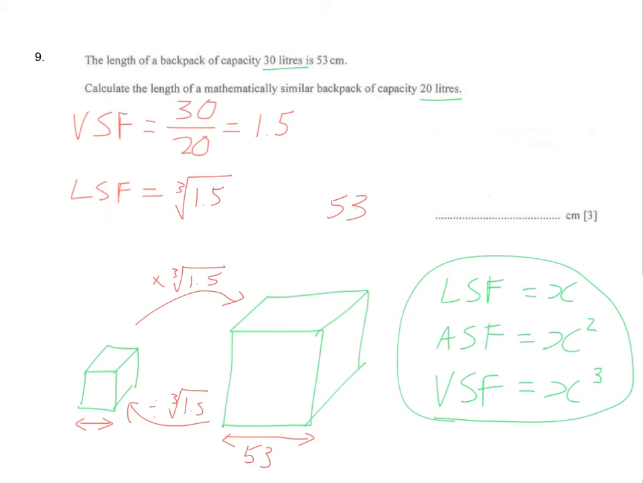I've run out of space here, so I don't like just putting this in a random place, but that is what I'm doing. So the length will be 53 over the cube root of 1.5, which gives us 46.3 to 3 significant figures.